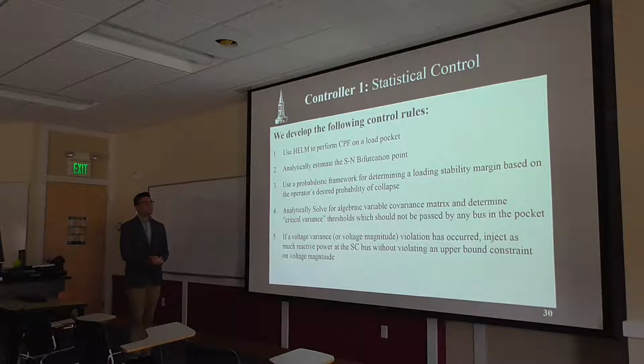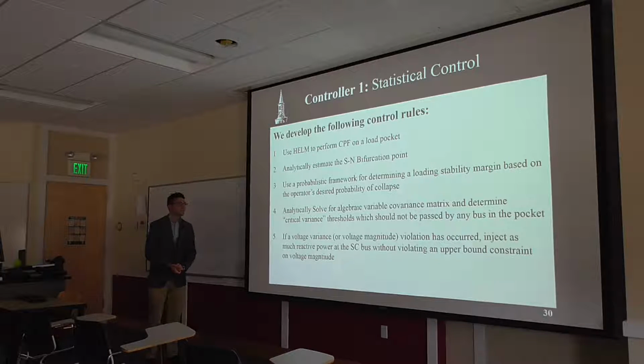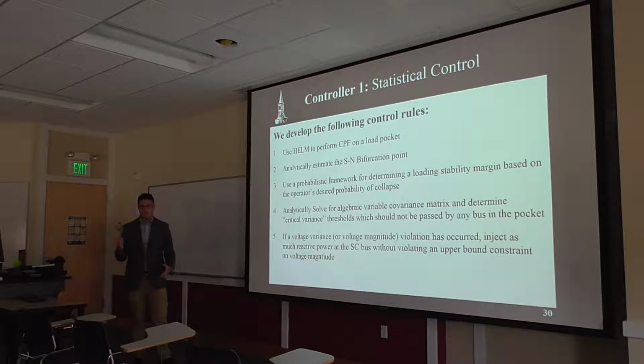And the process for using the statistical controller goes something like this. Number one, use Helm to perform continuation power flow on a load pocket in a system, a load pocket which has experienced poor long-term voltage stability for one reason or another. Number two, analytically estimate, using the numerator of the Padé approximant, the point of saddle node bifurcation.